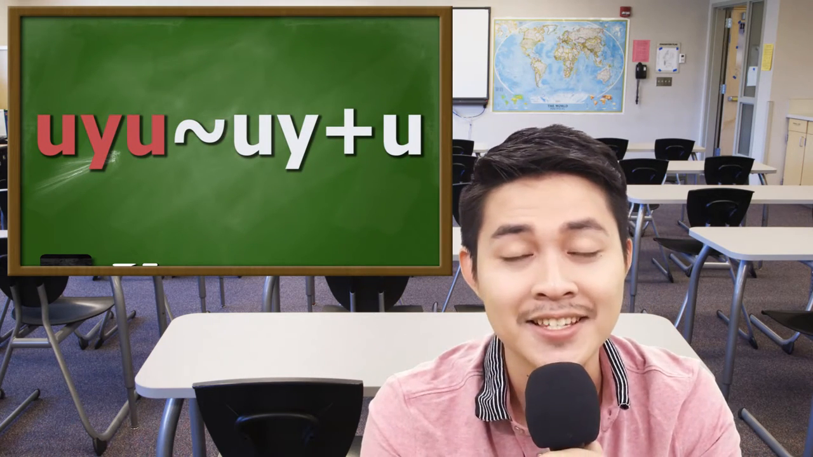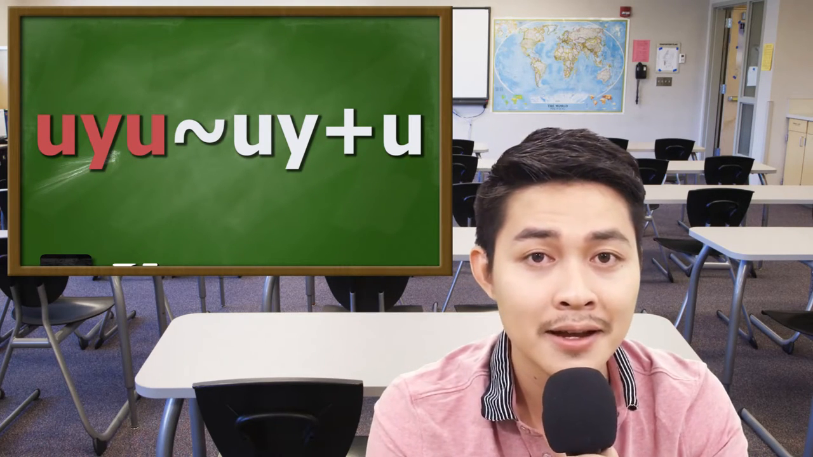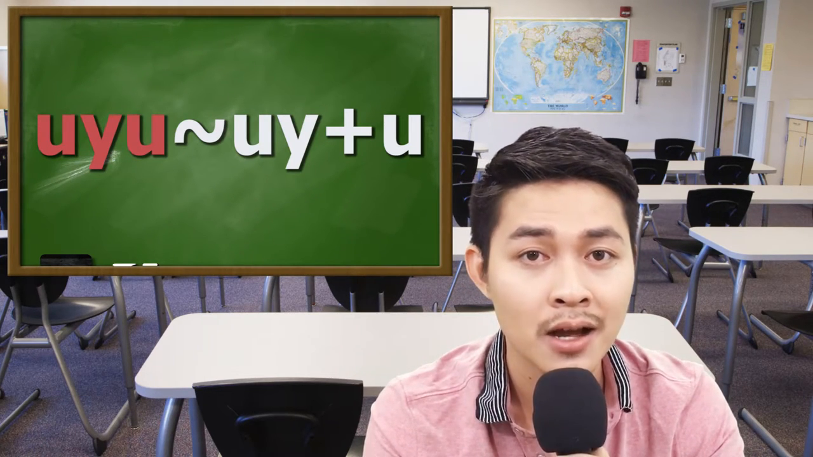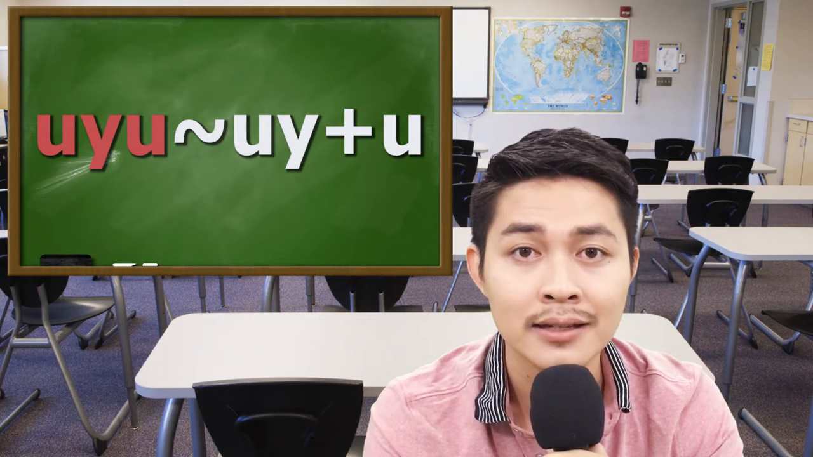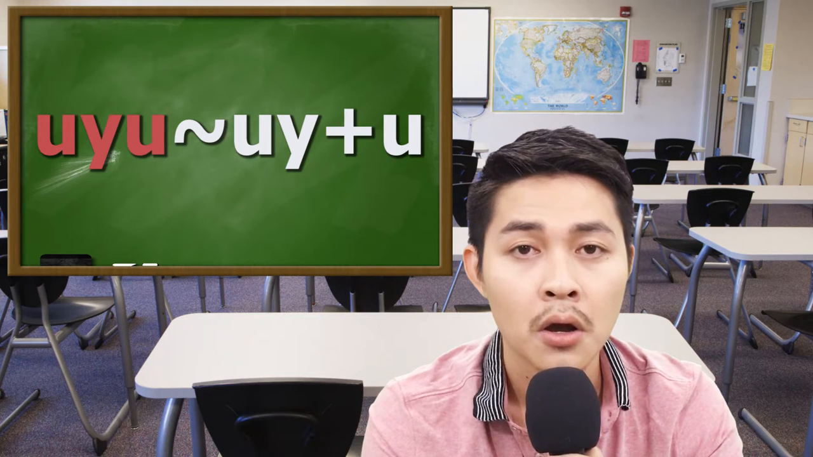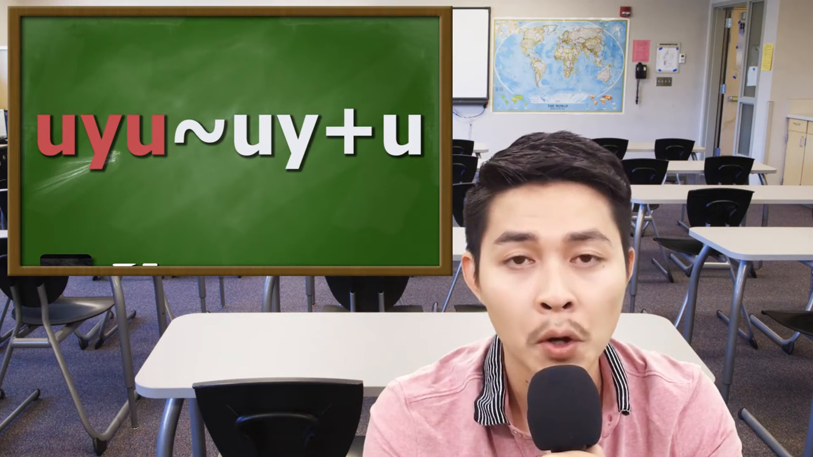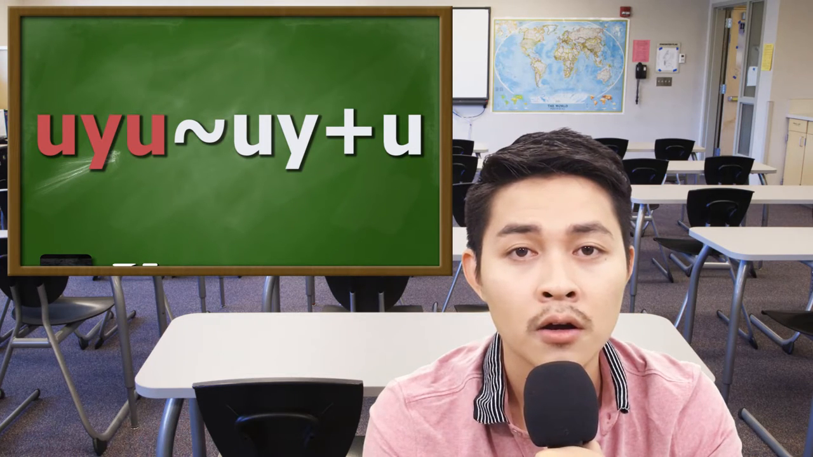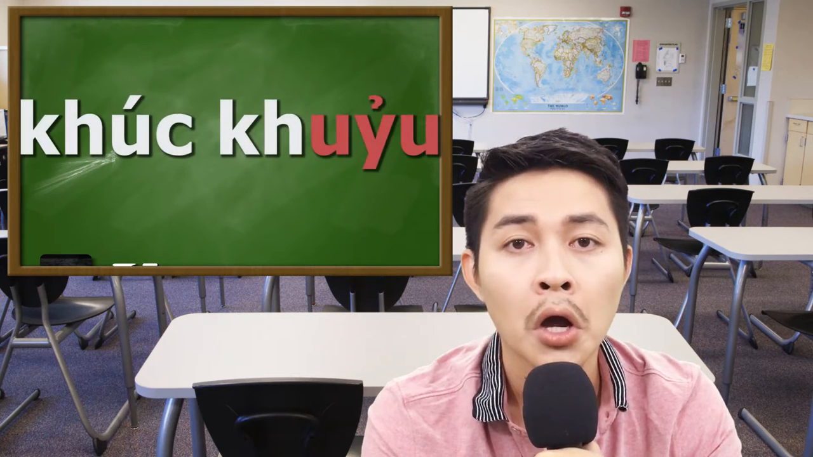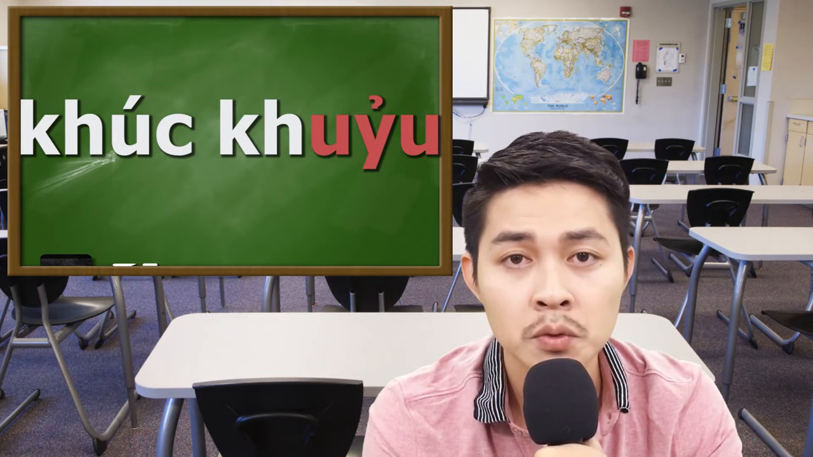The next cluster is also a rare and difficult cluster. It is a combination between the cluster ui and the sound o. It's going to sound like this. For example, khúc khuỷu. Khúc khuỷu.